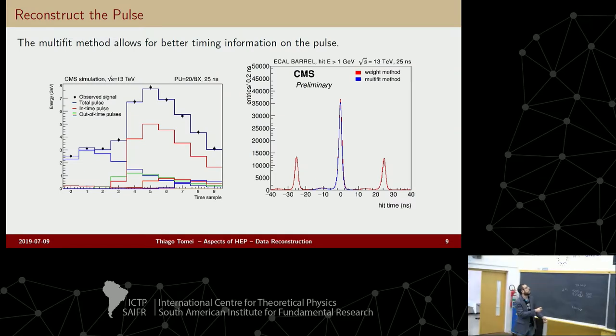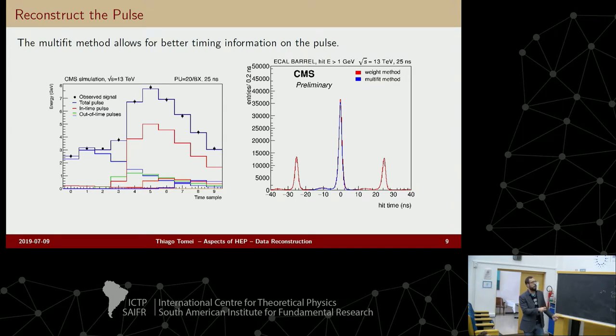So here's what I mean. In red, you have the true signal that you want to take. But then you have all of these out of time pulses that are in other colors. The deep navy blue is the total. And here, the observed points are the observed signals. So from this shape here, you want to disentangle just the red. What is usually done is that you do a multi-fit of all these pulse shapes at the same time.